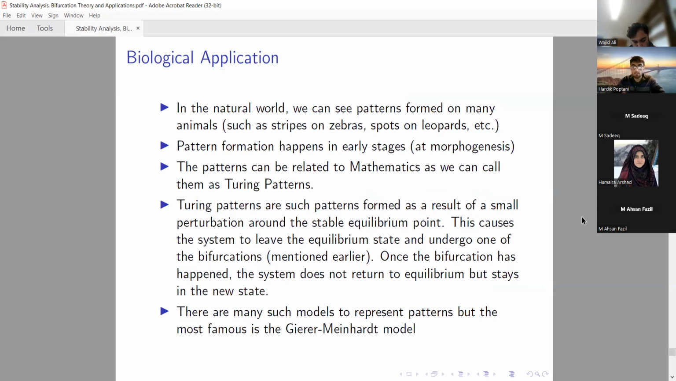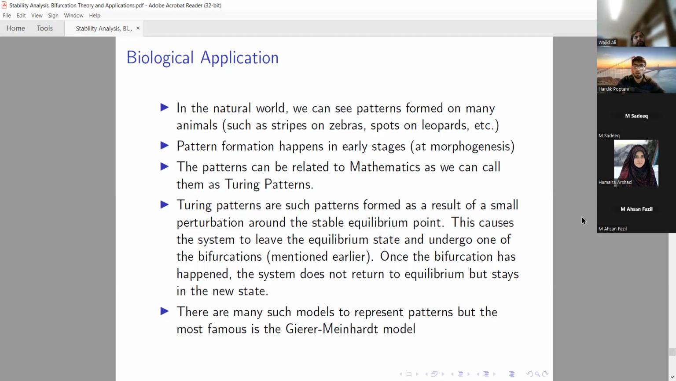Turing patterns are formed as a result of a small perturbation around the stable point, and this causes the system to leave the equilibrium state and undergo one of the bifurcations. It could be a fold, a transcritical, or a pitchfork bifurcation. Once the bifurcation has happened, however, the system does not return to equilibrium but stays in a new state. And there are many such models to represent pattern formation.